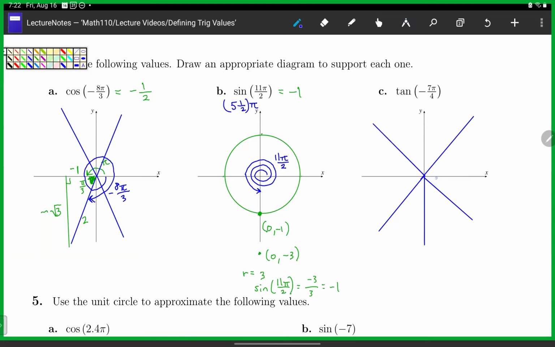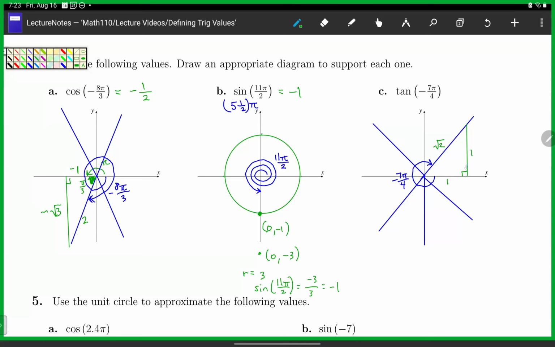And so I go 1, 2, 3, 4, 5, 6, 7. That's -7π/4. And I end up here. And if I drop a perpendicular down, that's my half square, or isosceles right triangle. So I'm going to just label these 1, 1, and square root of 2.